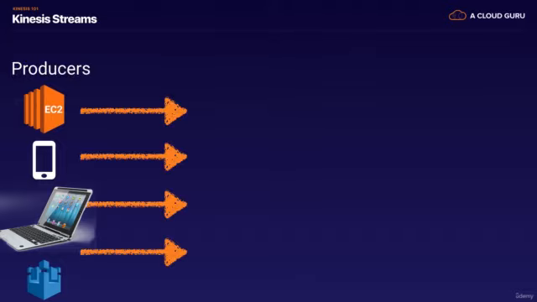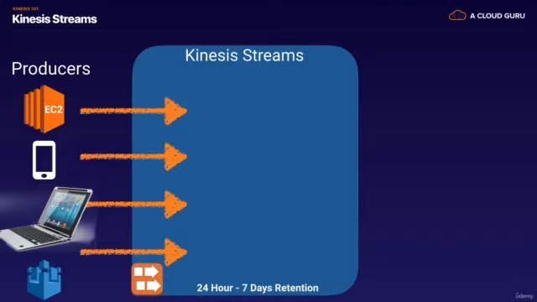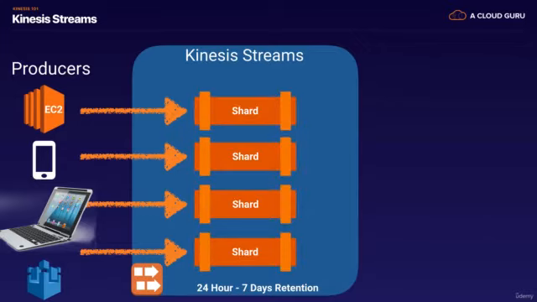And what they do is they stream the data to Kinesis. And Kinesis Streams is a place to store that data. By default, it's going to store that data for 24 hours. However, it can store it up to 7 days. So it's just a place to put all that data. And your data is contained in shards. We'll look at what a shard is in the next slide.